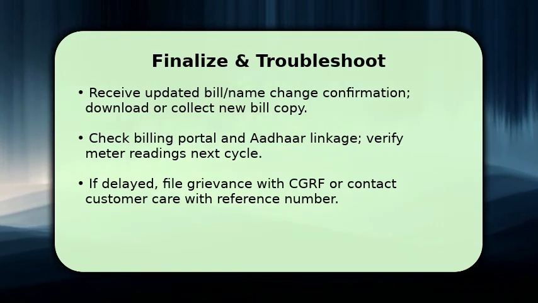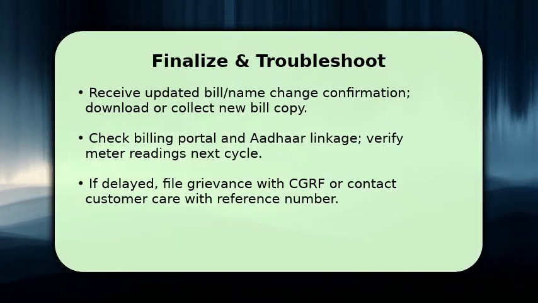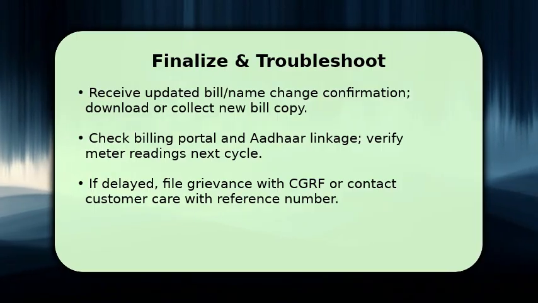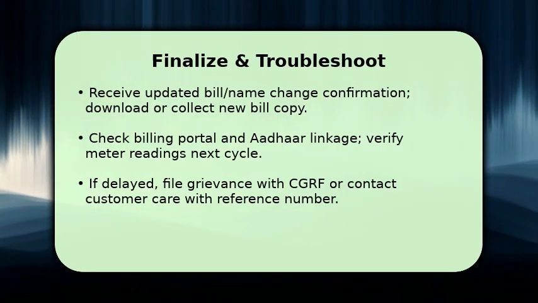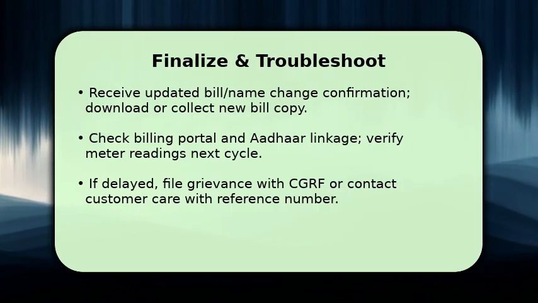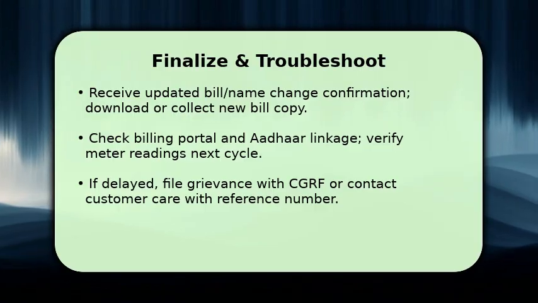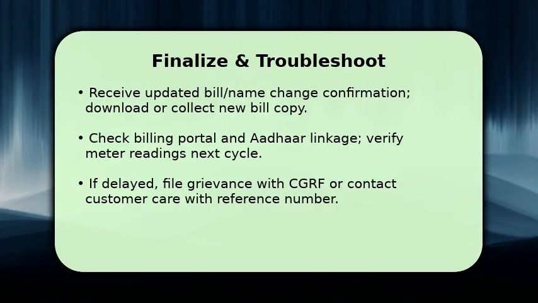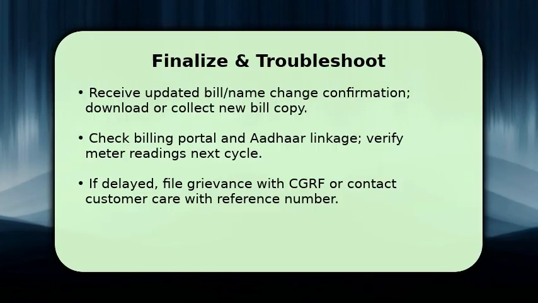That confirms success. Once the DISCOM updates records, download or collect the revised bill and check that your name and address match. Make sure Aadhaar linkage and payment records reflect the change and monitor the next meter reading cycle to ensure billing continuity. If the change is delayed or incorrect, immediately contact customer care with your reference number or escalate to the Consumer Grievance Redressal Forum to resolve errors fast.